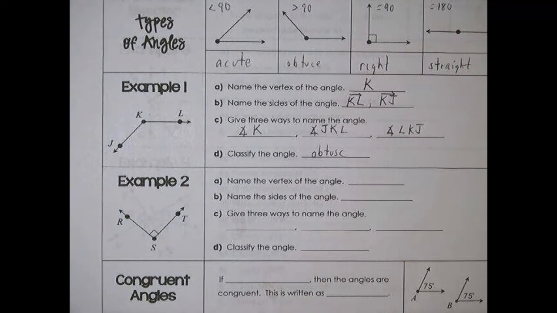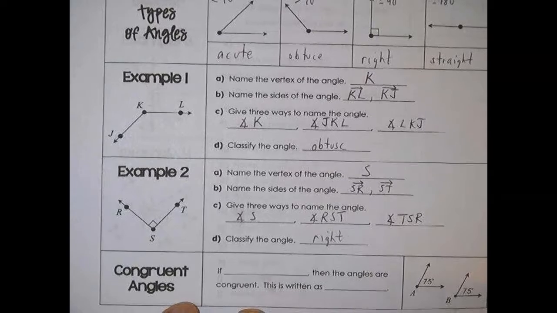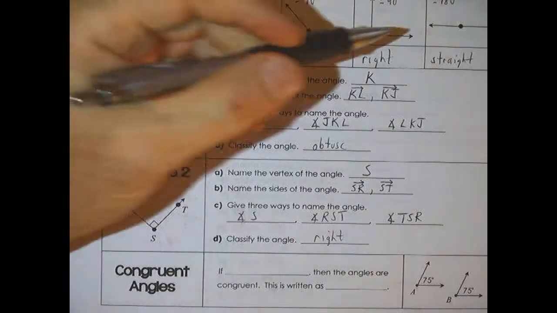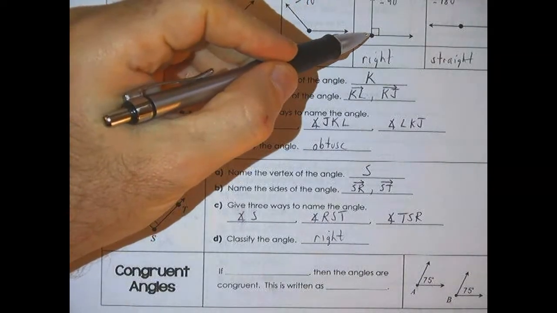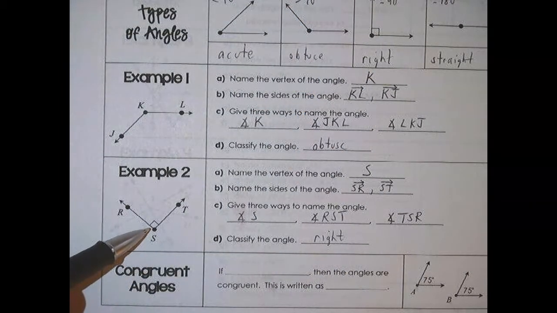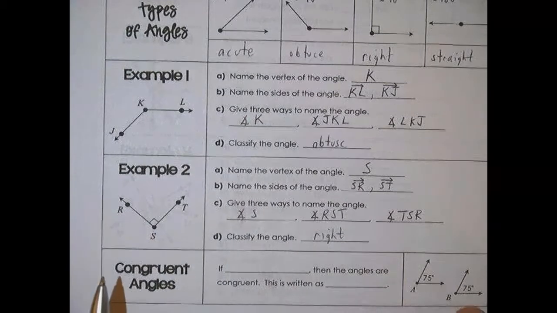I'm going to pause the video and you fill these out. Okay, there you go. So I didn't mention it up here, but this little mark right here, that you make a square there, that means you're looking at a right angle. So that's just a reminder right here. Hopefully you guys remember that. I know it's been a while.